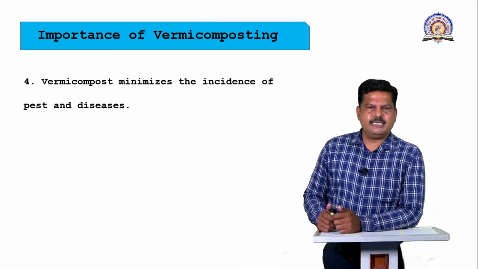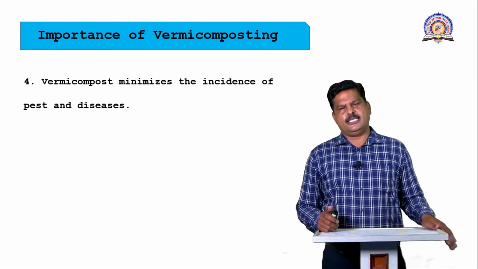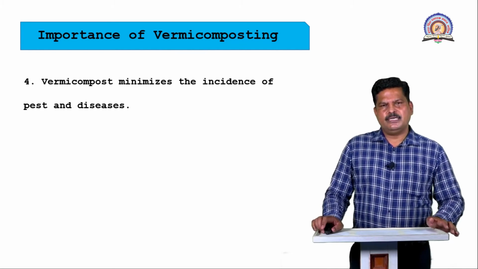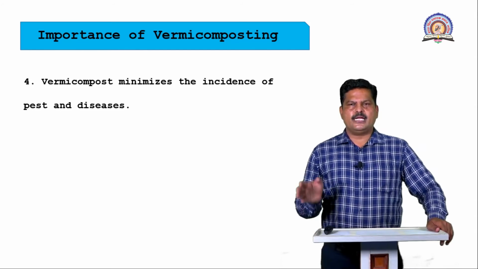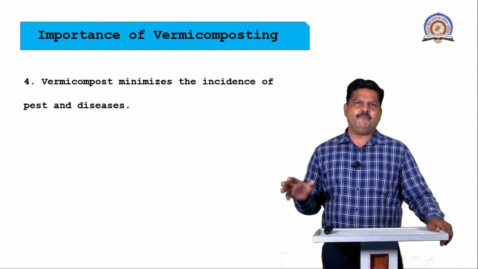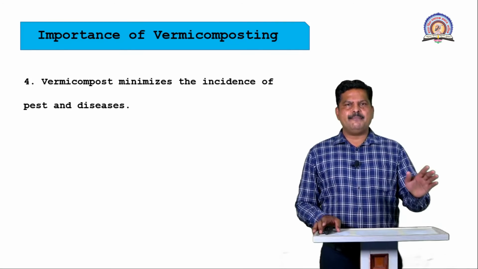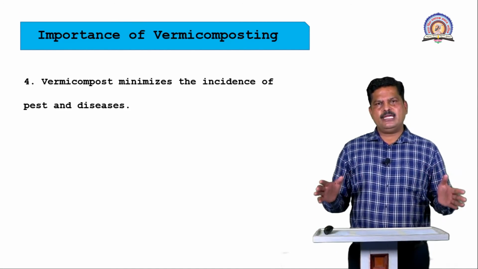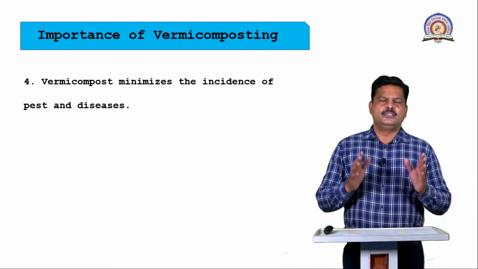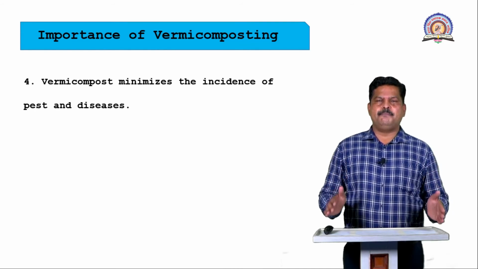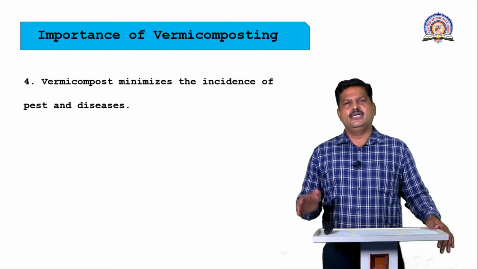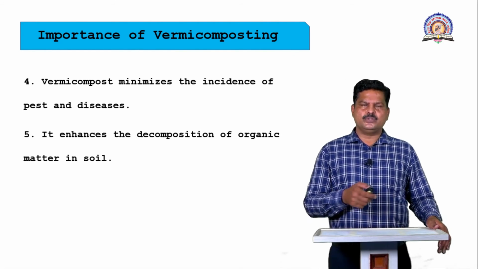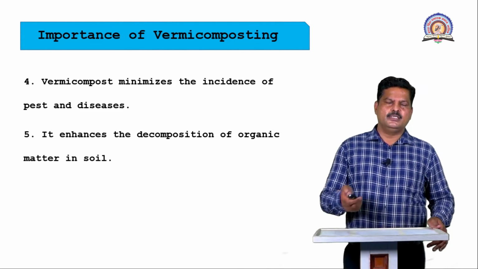Then vermicompost minimizes the incidence of pest and disease. See, generally what happens, there is a use of synthetic fertilizer in agricultural fields. There are more chances of infection, more pests which affect and damage the crop, either fruit or flowers. But when we add vermicompost into the soil, this vermicompost minimizes the incidence or infection of pests and various diseases in the crop. It is also eco-friendly, so there is no side effect on the crop.